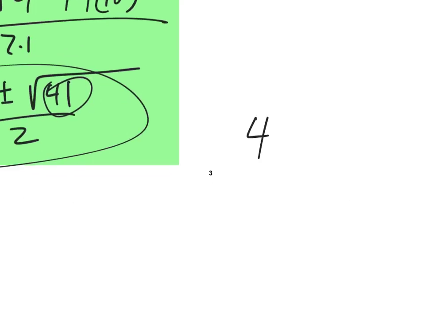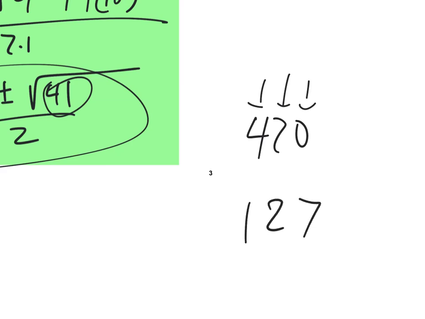Let's say I had 420. Does 3 go into it? Yeah, because add up the digits, it adds up to 6, and 3 goes into 6. So 3 goes into 420. 127. Does 3 go into it? Well, add up the digits. 7, 8, 9, 10. Does 3 go into 10? No.